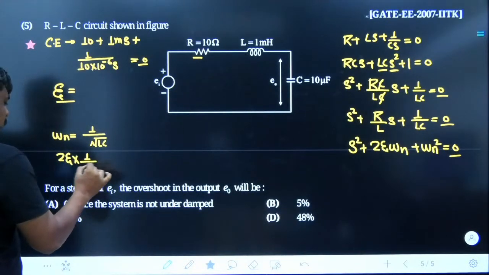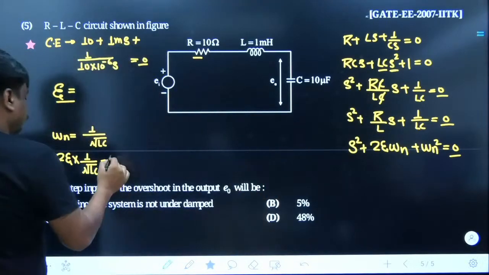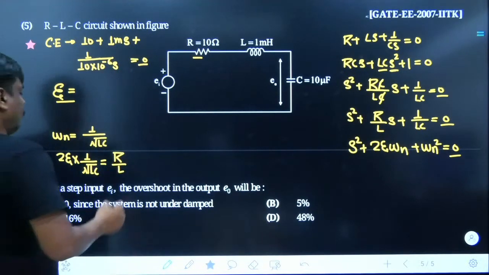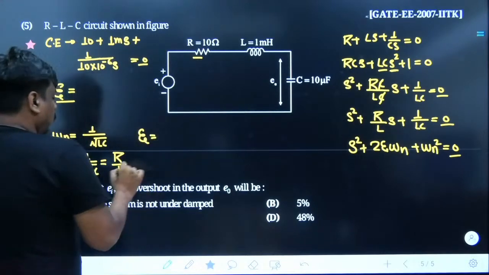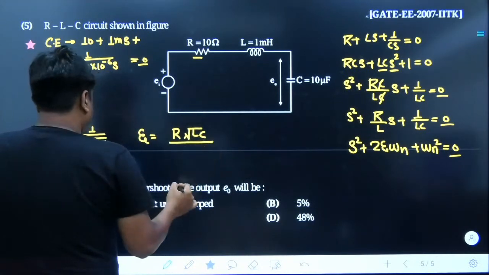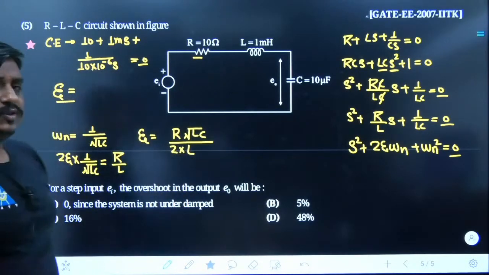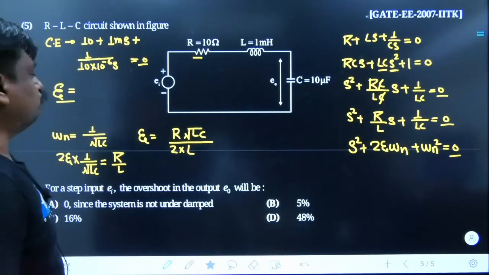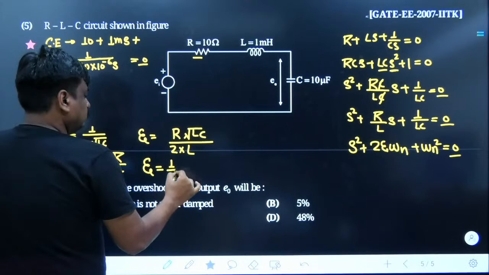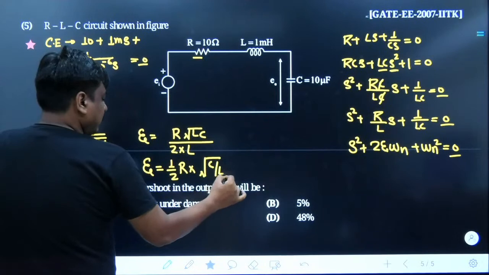And similarly 2 zeta omega n, where omega n is 1 upon root over of LC, is in the place of R by L. So zeta can be calculated easily. May I know what would be the worth of zeta in that case? R would remain as it is. Here it would come root over of LC divided by L, and the 2 would come towards the downside. Agreed, no? So here it becomes zeta is 1 upon 2, R would remain as it is, and here it becomes root over of C by L.